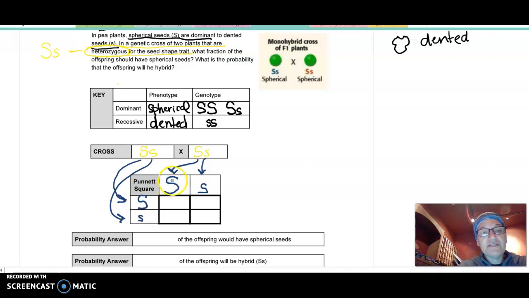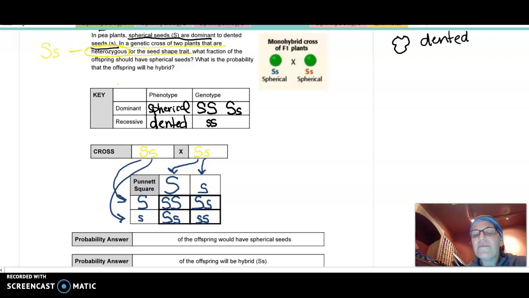And so if this parent would give the big S and this parent would also give the big S, you would have a homozygous dominant offspring. If this parent would give its big S, so we're just filling over and bringing down. So now I bring this little s down. We have a heterozygous because they're not the same. This big S we bring down, and this little s we bring over. Another heterozygous. And this last square is going to be little s coming over and little s coming down. And so the last square is going to be homozygous recessive.